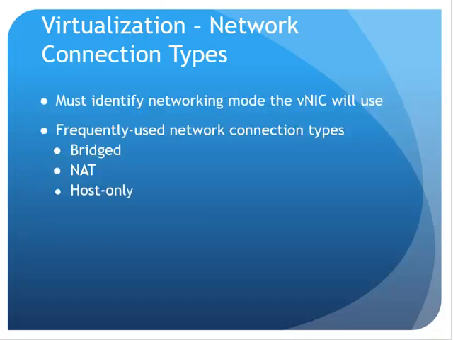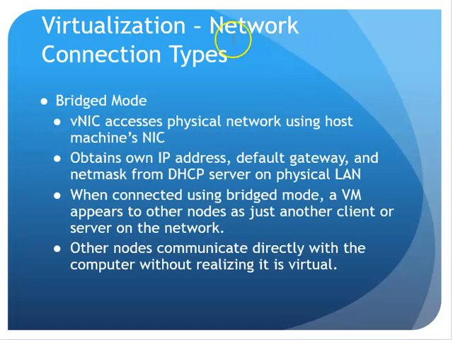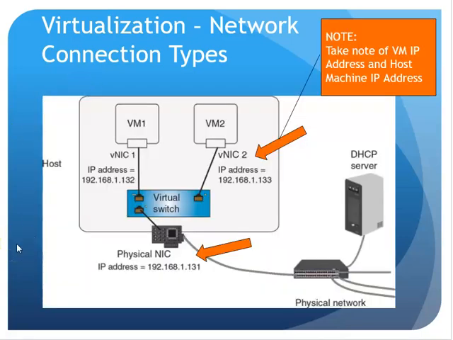Now, my VNIC can be set a couple different ways: bridge, NAT, or host only, and these will affect how this virtual machine operates. So the first one, bridge mode. Most of the time in our lab room, this is the setting we're going to use. This actually accesses the physical network using the host machine's NIC. It gets its own IP, its own gateway, so forth. So as far as the network's concerned, it's just another node on the network.